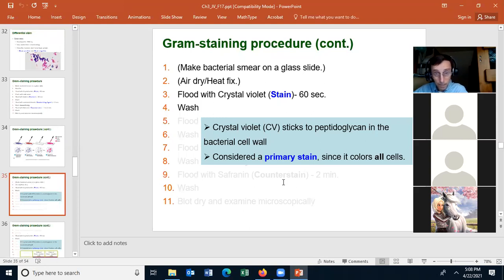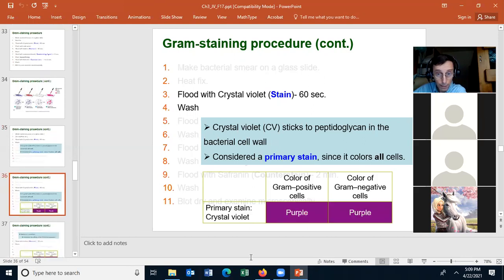You then flood the slide with crystal violet. That's the primary stain for 60 seconds or 1 minute. After that time, you gently wash the cells with cold water to remove the excess crystal violet. Crystal violet sticks to the peptidoglycan in the bacterial cell wall. It's considered the primary stain since all cells are colored by the crystal violet. So the color of the gram-positive cells is purple, the color of the gram-negative cells is purple.